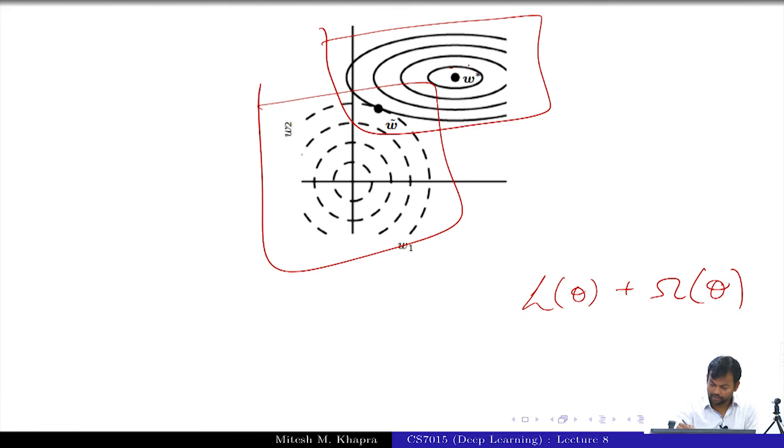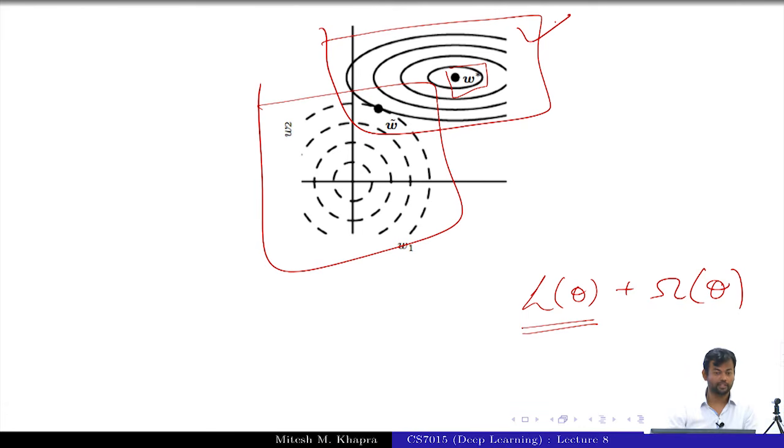the other hint is, what was W star? The solution for the unregularized loss, which means which loss? L theta. Do you need any more hints? Sorry?